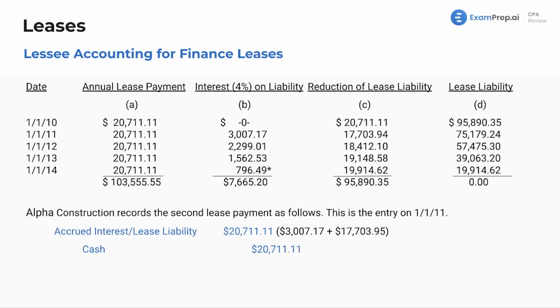Now, what is the entry on 1/1/11? So we went from 12/31/10. Now we're actually on this date. Well, here's our second lease payment, right? The second lease payment happens on 1/1/11. It's the beginning of the year. And now we are reducing that liability, right?